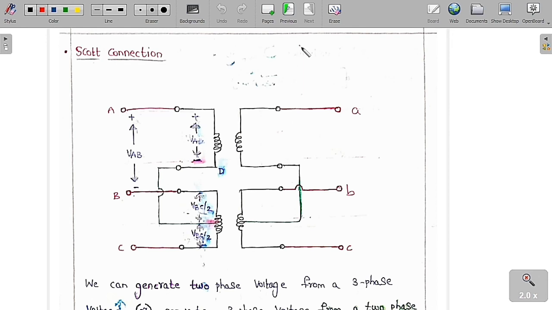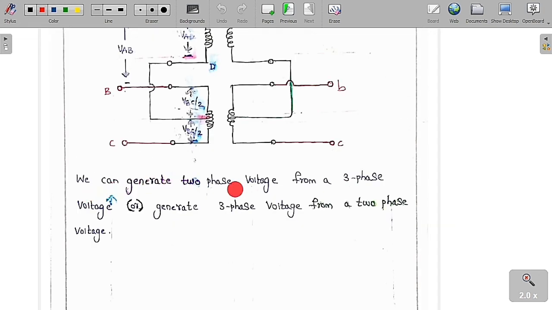Now we will discuss the Scott connection. What is the use of the Scott connection? With the help of the Scott connection, we can transform a 3-phase supply to a 2-phase supply or a 2-phase supply to a 3-phase supply. I have already discussed this in the previous class. We are going to use two transformers: one is called the primary transformer and the other is called the teaser transformer. In the primary winding of the teaser transformer, we change the number of turns so that we get a balanced 2-phase supply. So we can generate 2-phase voltage from 3-phase voltage, or 3-phase voltage from 2-phase voltage, vice versa, with the help of the Scott connection.